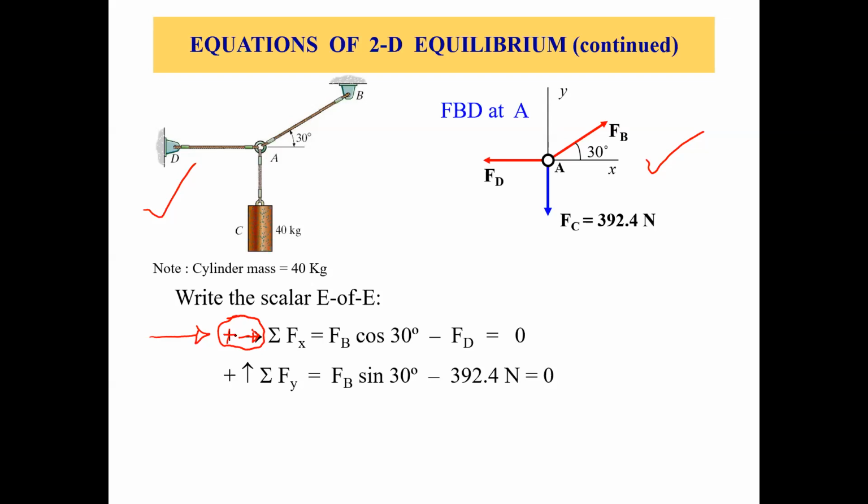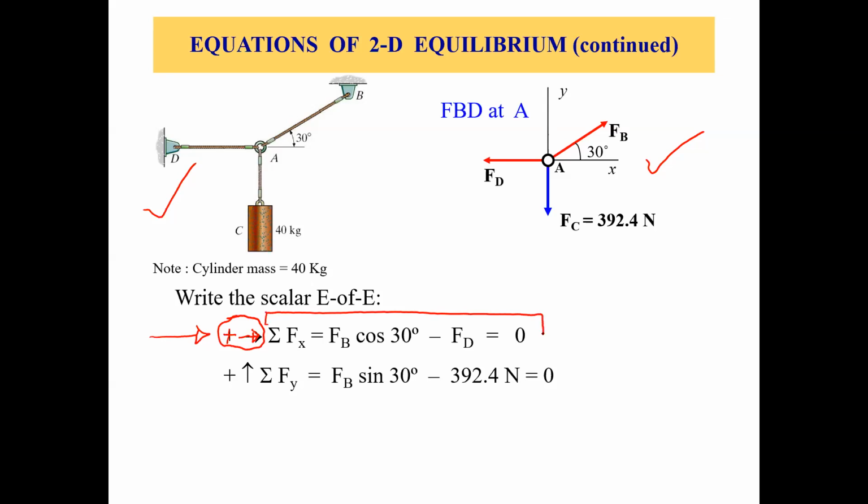Now, mostly all the books and mostly all the scientists use this sign convention for sigma Fx equals 0, because the x-axis is positive in the right direction and negative in the left direction. That's why they take rightward positive as the sign convention for sigma Fx equals 0, right? So now all the forces acting rightward will be positive, and all the forces acting leftward will be negative. So now we can apply this equation, sigma Fx equals 0.